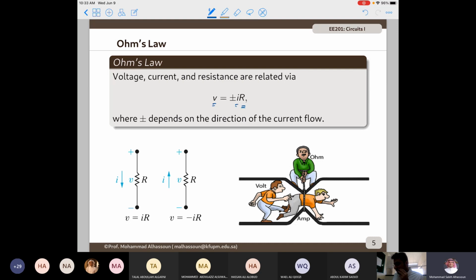So Ohm's law states that V equals I multiplied by R, and there is a positive or negative sign depending on the direction of the current flow. If the current is flowing from the positive terminal to the negative terminal of the voltage, then we're going to use the positive sign. If the current is flowing in the opposite way, we're going to use the negative sign.